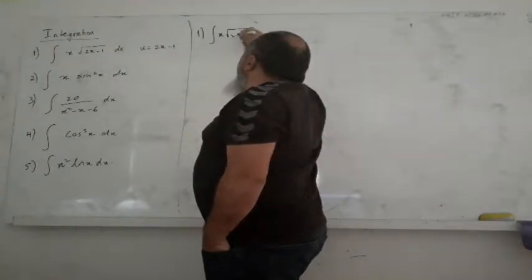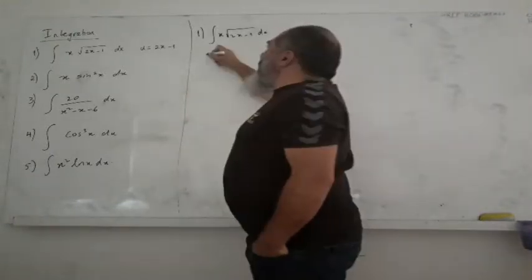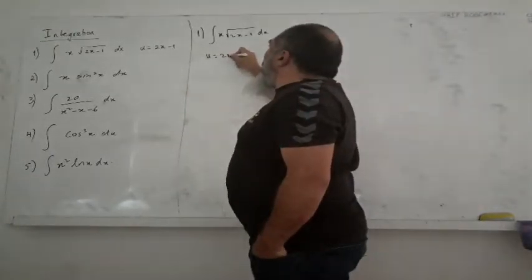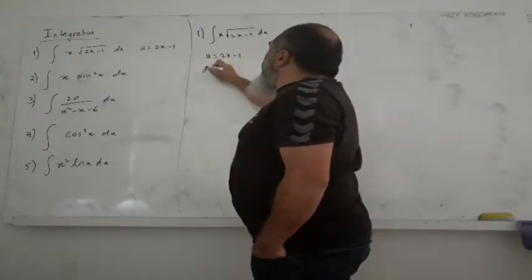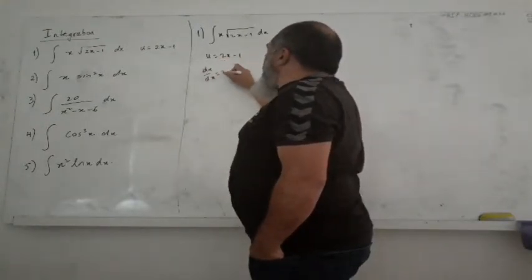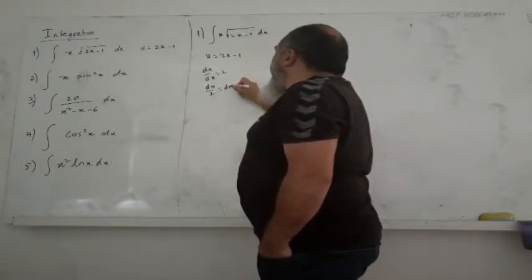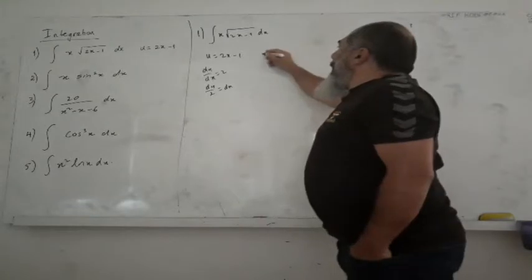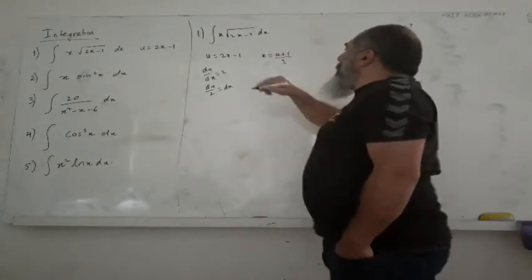And as you see, u is given. So we have to find du over dx, which is 2. Du over 2 becomes dx in this question. And for x in terms of u, it is going to be u plus 1 over 2. Let's substitute in the question.